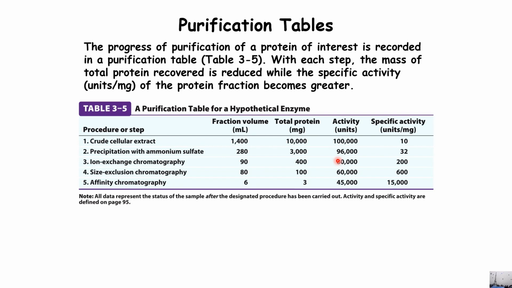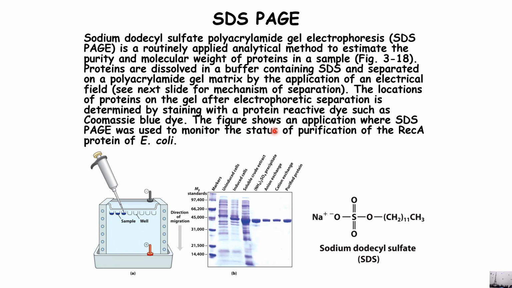For purification tables, the progress of purification of a protein of interest is recorded in the purification table, and obviously the mass of total protein recovered is reduced while the specific activity of the protein fraction becomes greater. This is a purification table for a hypothetical enzyme. For example, if you have an enzyme, we use these many chromatography techniques to separate the fractional amount and the total protein, and check the activity as well.